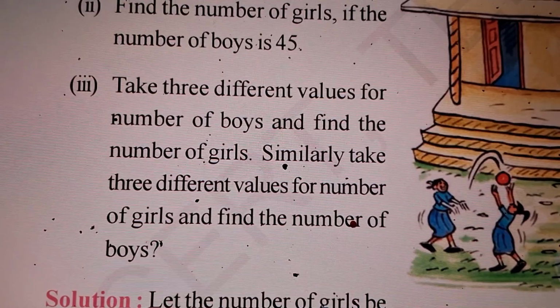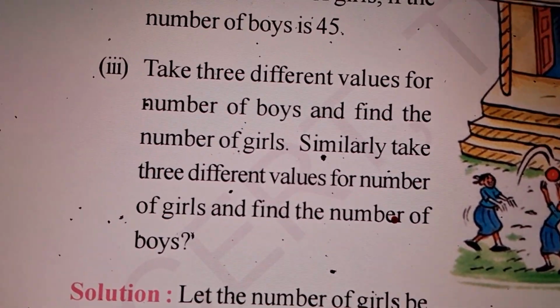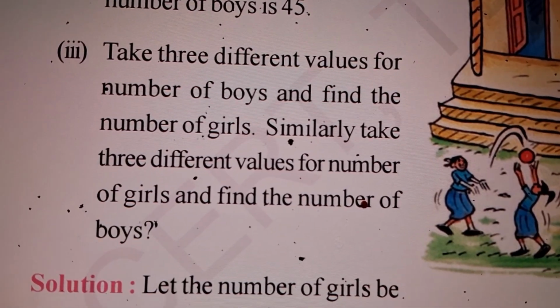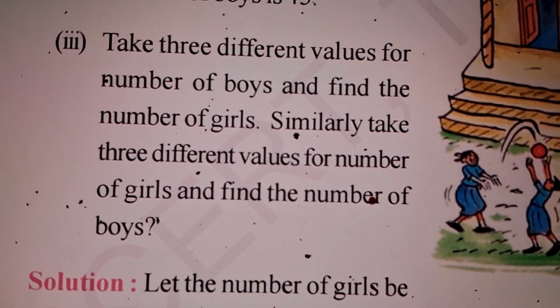Second bit answer. Now the third bit. What is the third bit? Take 3 different values for the number of boys and find the number of girls.